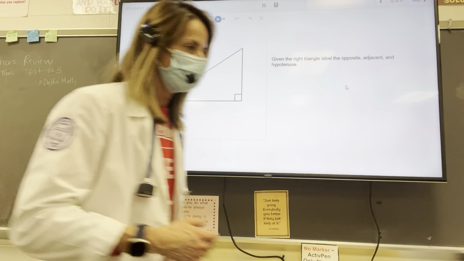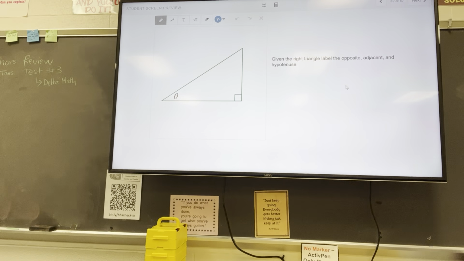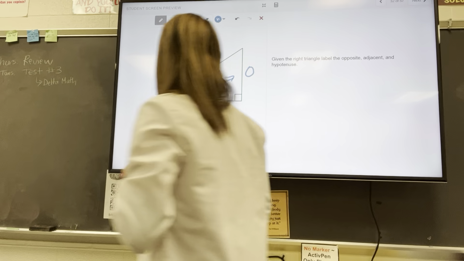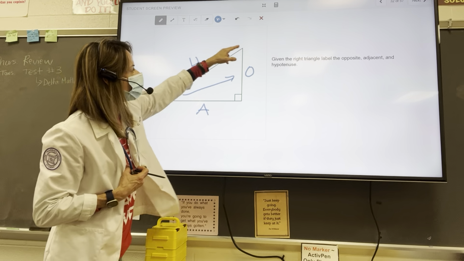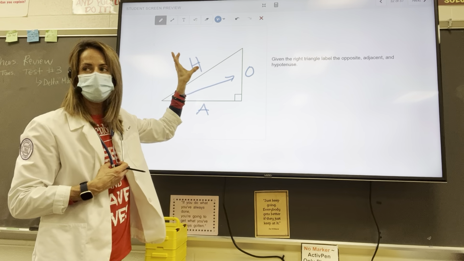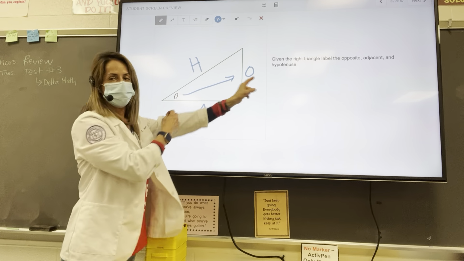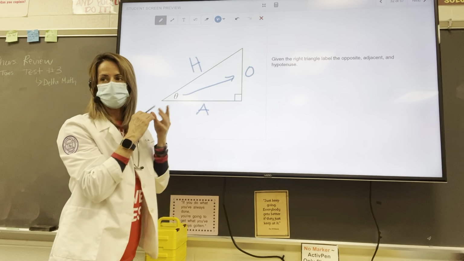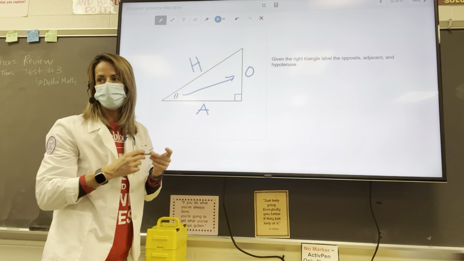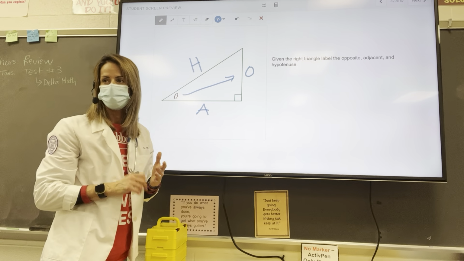The hypotenuse is always in the same place. So let's go ahead and put an H where the hypotenuse is. The side opposite is over here, and the side adjacent is here. Now, if we were referencing this angle, the hypotenuse would stay in the same place, but the opposite side and the adjacent side would switch. Any questions on opposite and adjacent? Okay.